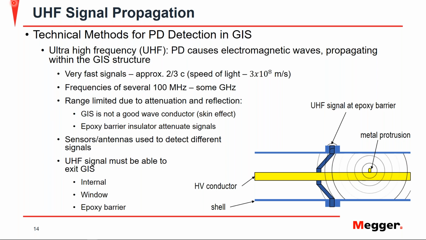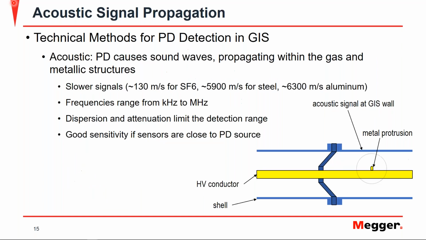There are several different sensors and antennas used to detect different signals, and we'll look at those. But ultimately, when you're doing UHF measurements, the UHF signal must be able to exit the GIS. This can be done internally with embedded sensors, through window sensors, or through epoxy barriers with external flange sensors.